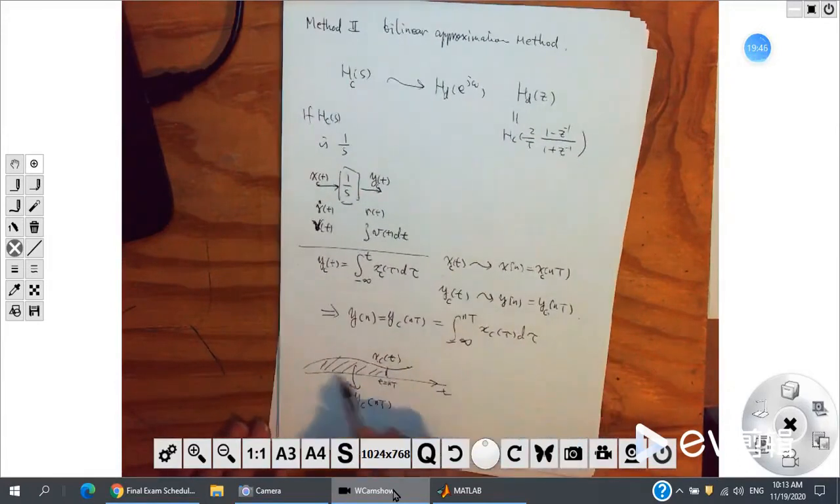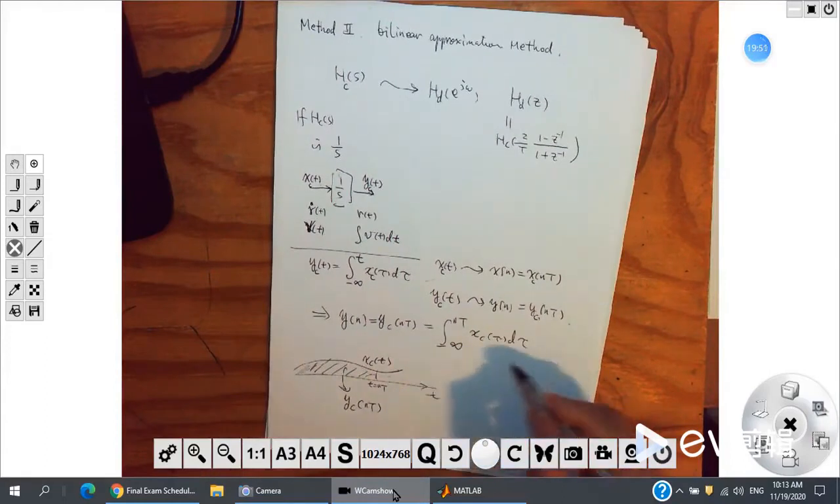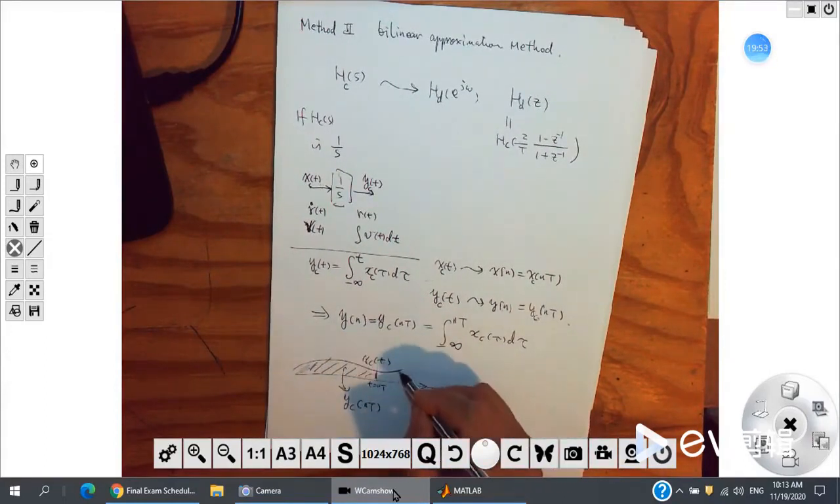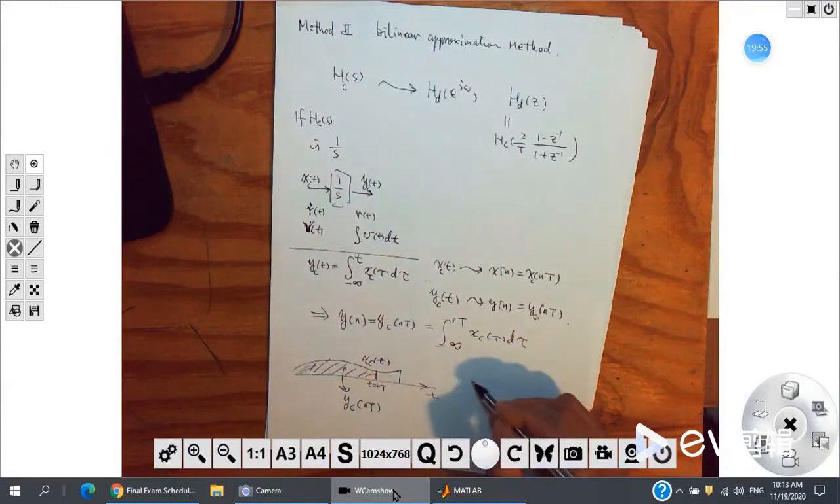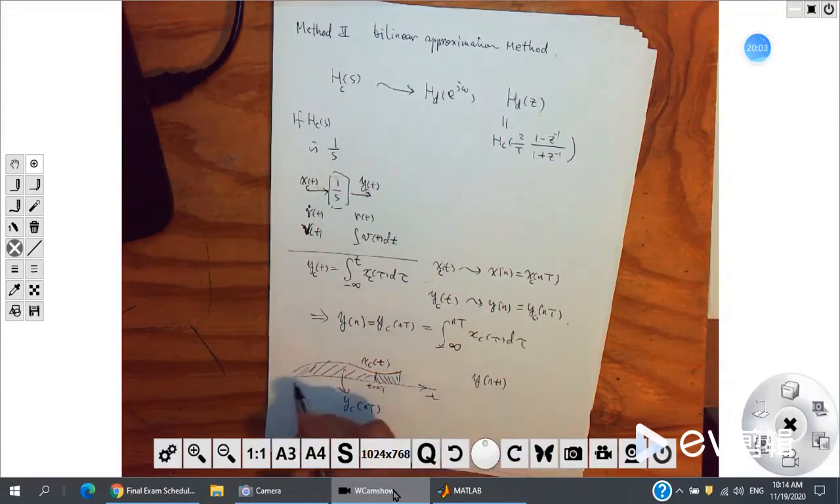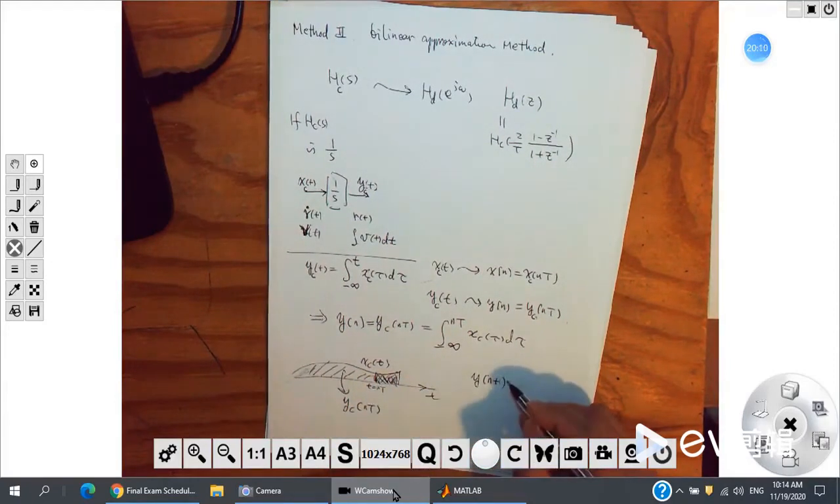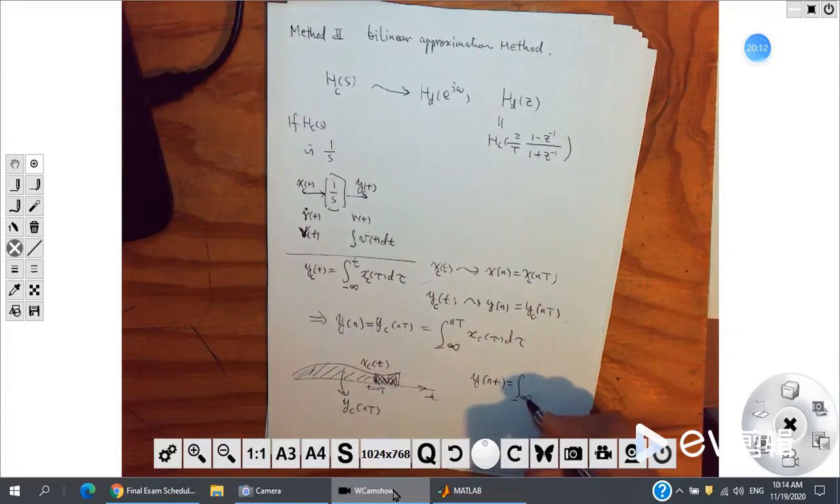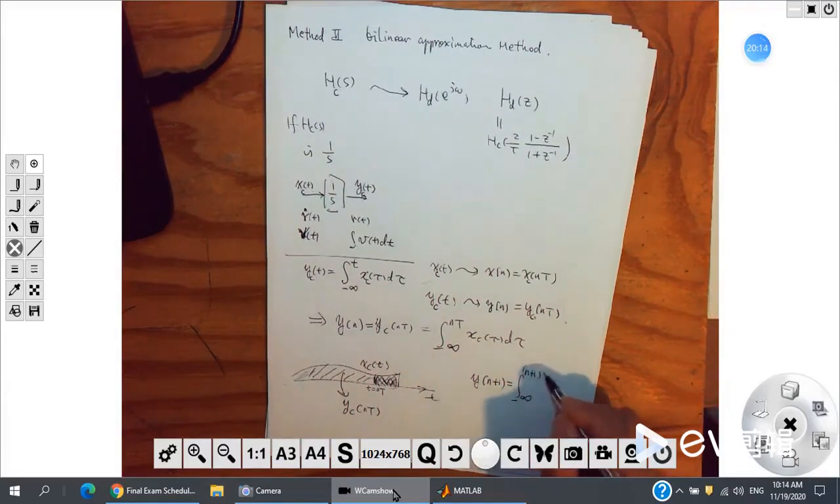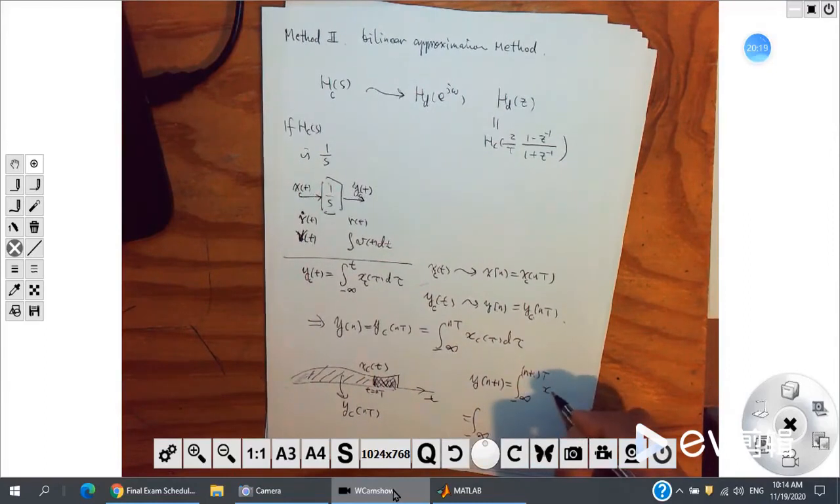The integral is just the area below the curve, right? Okay, then you consider the next step, y of n plus 1. It is also an integral, but from negative infinity to this point. So you have one more area, like here. This one will equal the integral from negative infinity to (n plus 1) times T of x_c of tau d tau.